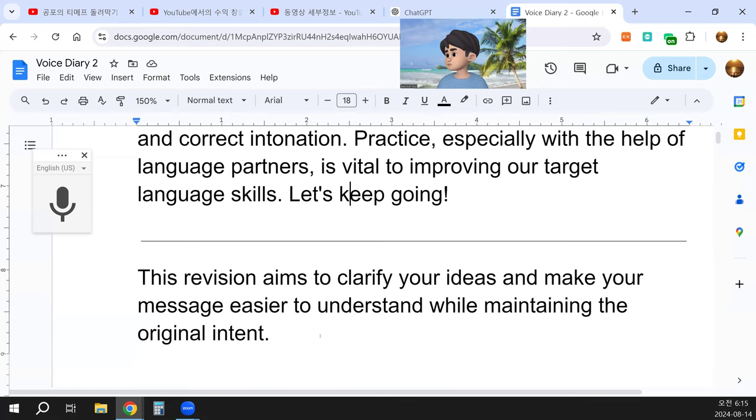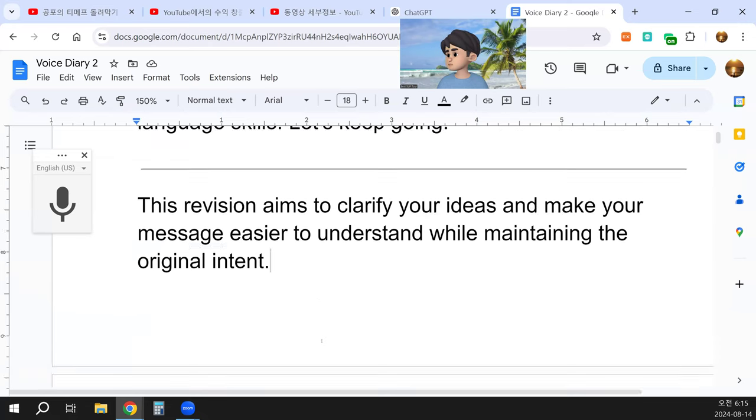Let's keep going. This revision aims to clarify what you make your best teacher to understand how maintaining the original intent.